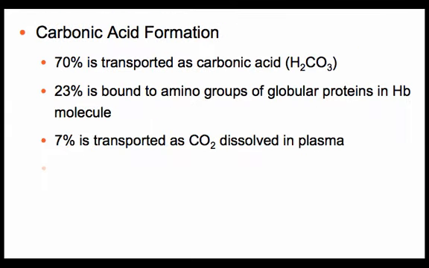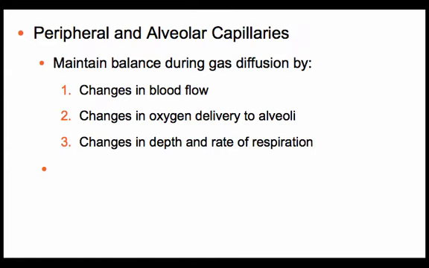70% of carbon dioxide is transported in the blood as carbonic acid, whereas 23% of carbon dioxide is bound to hemoglobin and only 7% is dissolved in plasma. Several factors help to maintain gas diffusion at the alveoli. Gas diffusion can be maintained by changes in the blood flow, by the amount of oxygen delivered to the alveoli, and by changes in the depth and rate of respiration.